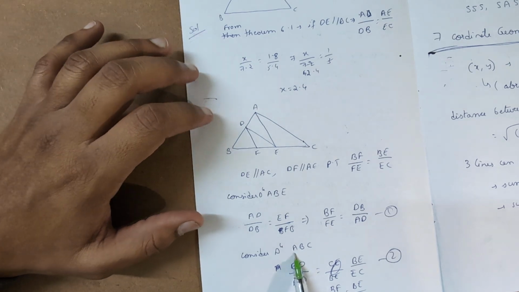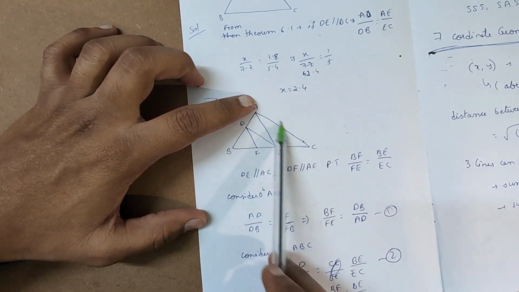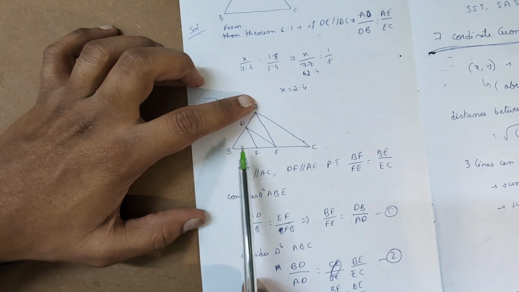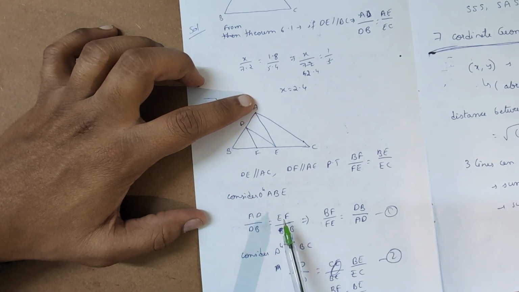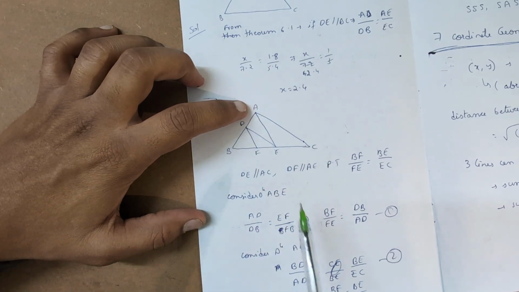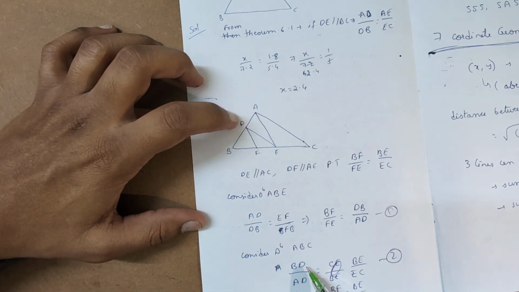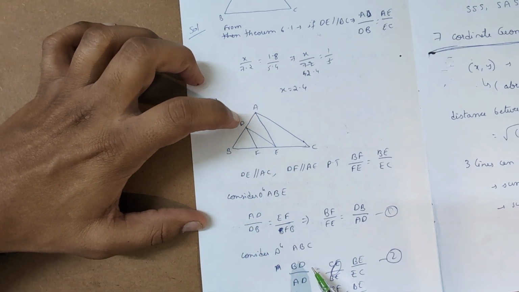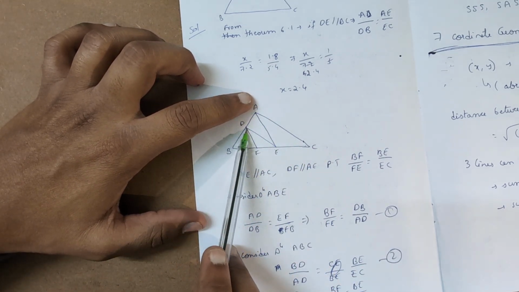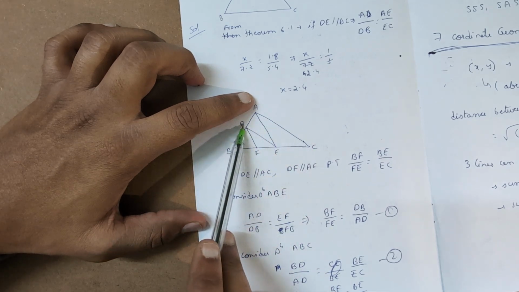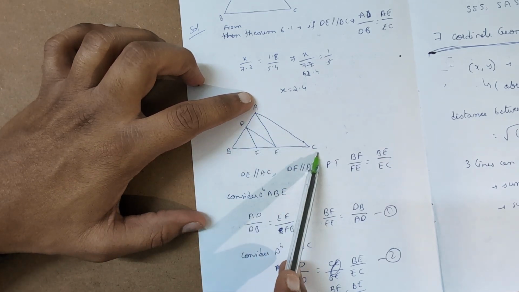Now consider triangle ABC. In this triangle, what is the parallel? Here the parallel line is DE. So this one is a parallel line. In triangle ABC, DE is a parallel line to AC.